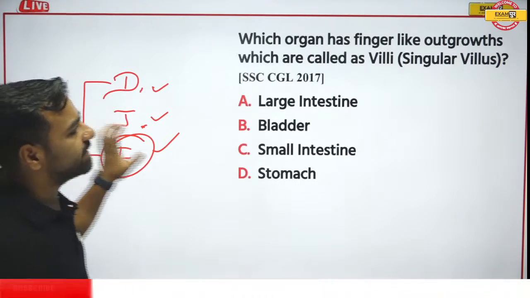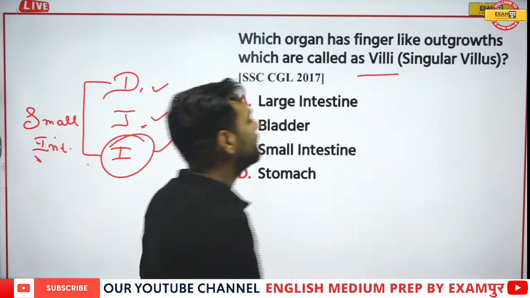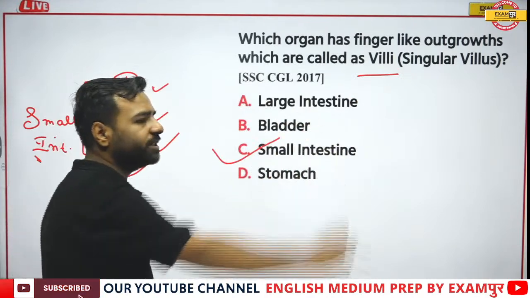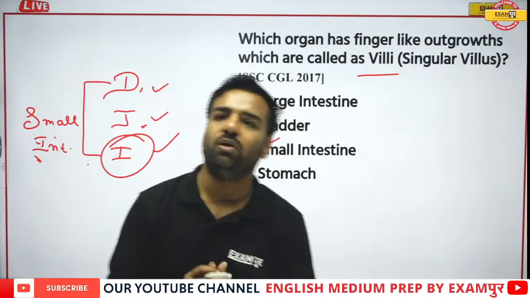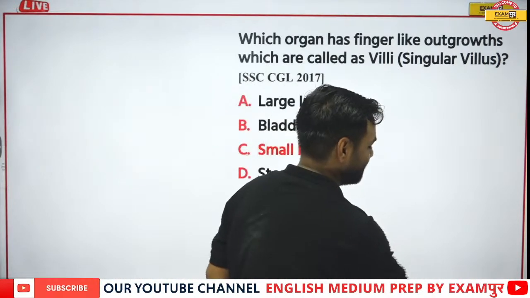And the small intestine actually has finger-like projections, which are known as villi, and the correct answer is going to be C, which you all have told. You all are correct. Yeah. So here, option number C would be correct.